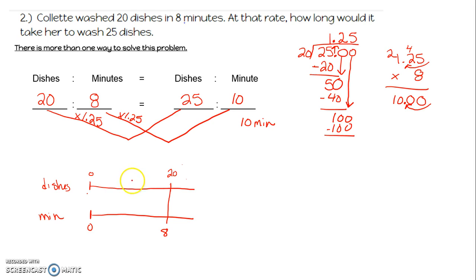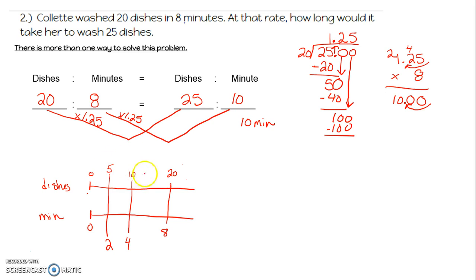Then I could take that 20, if I wanted to, I could divide by 2, and then I'd know right here, divide 20 by 2, that means 10 dishes can be done in 8 divided by 2, 4 minutes. Or I could choose to take 20 and divide by 4. 20 divided by 4 is 5 dishes. 8 divided by 4 is 2 minutes. So I know 5 dishes every 2 minutes.